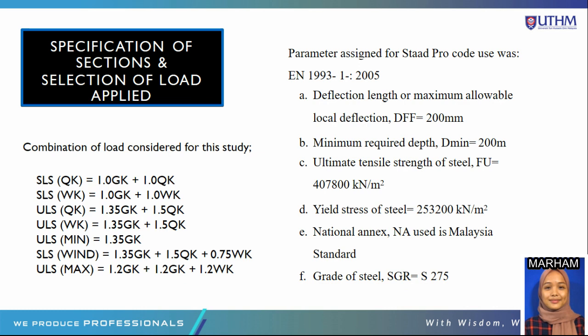Third, ultimate tensile strength of steel FU is 407,800 kN per meter squared. Fourth, yield stress of steel is 253,200 kN per meter squared. Fifth, National Annex NA used is Malaysia standard. Sixth, grade of steel SGR is S275.